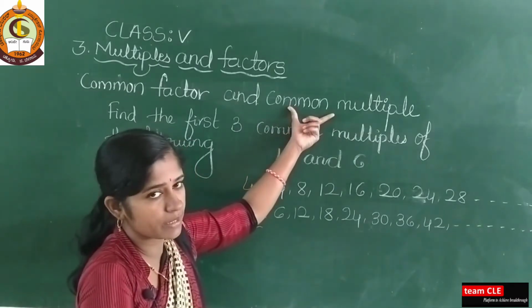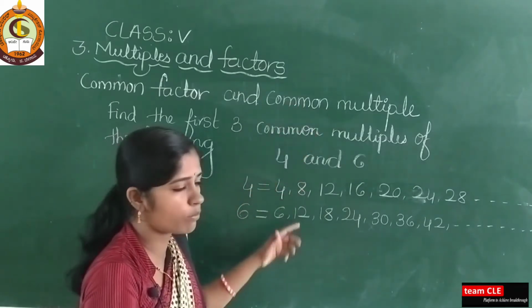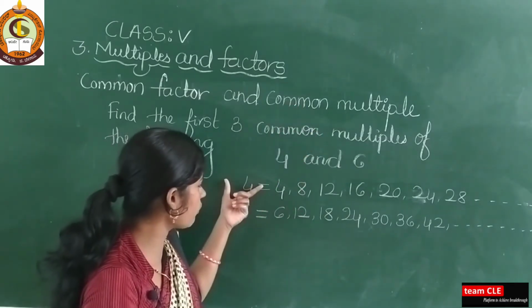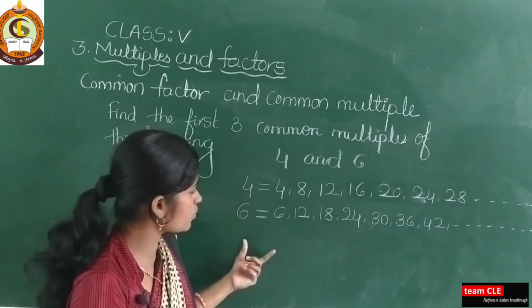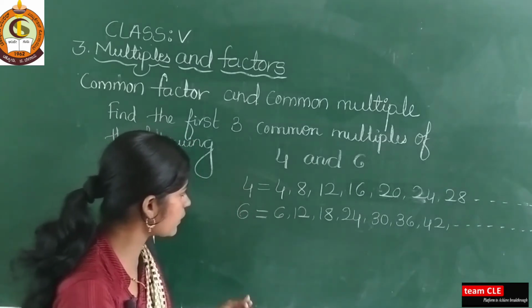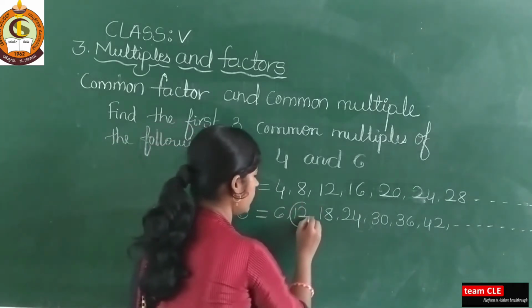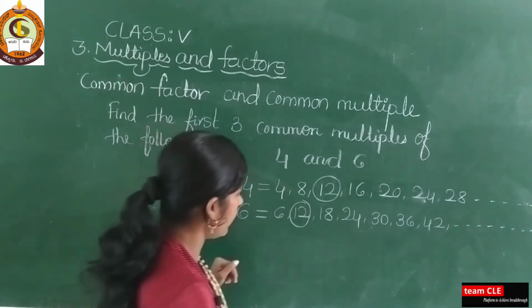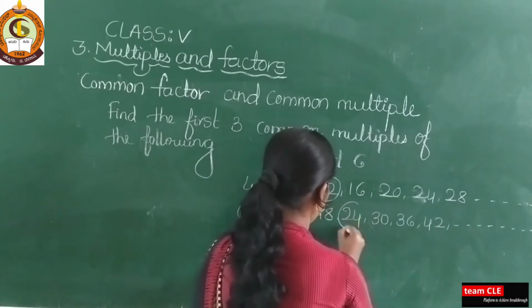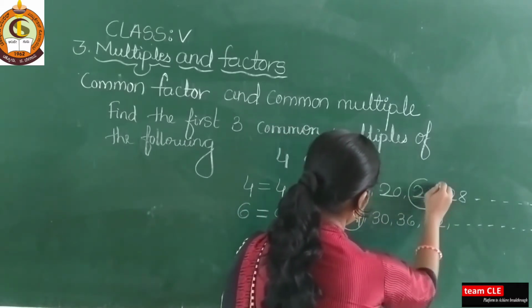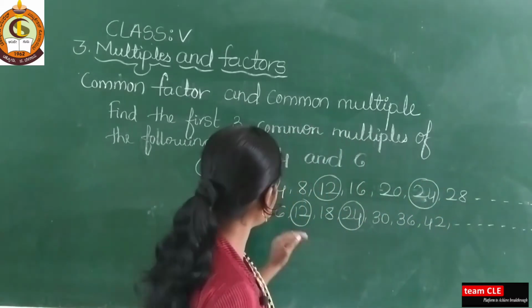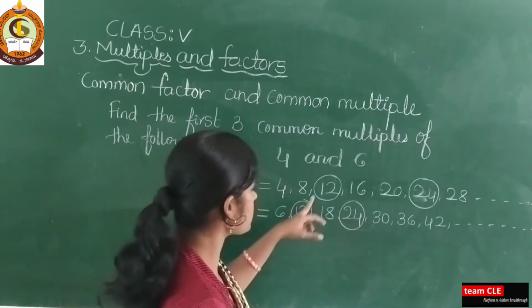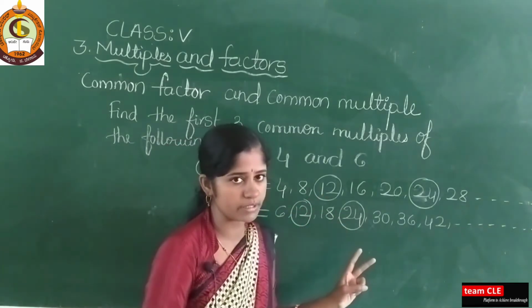Common multiple. Common means the number should be on both sides. It should be in 4 also, it should be in 6 also. So let us check which number is common here. See here 12, 12. Next, 24 is there. Yes, 24, 24. Okay, next again you write tables. I need to check because I got only 2 multiples.